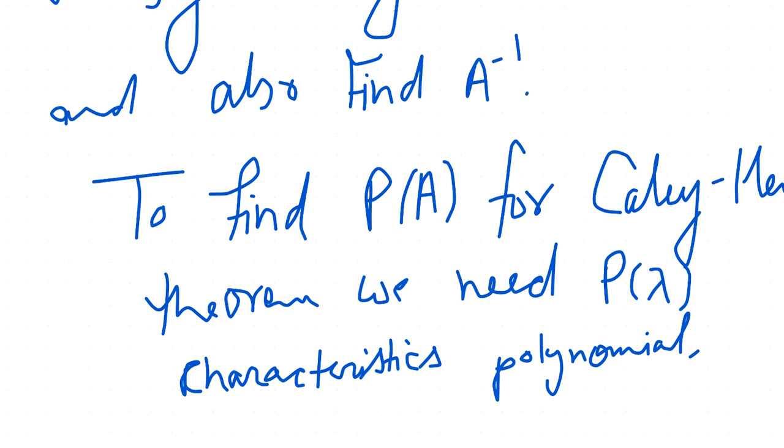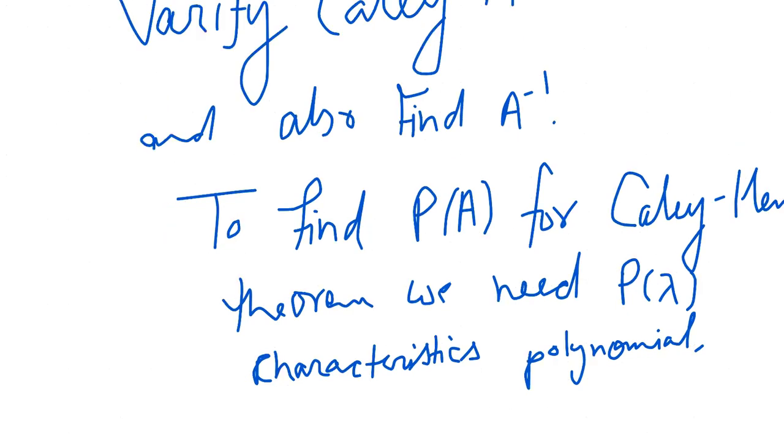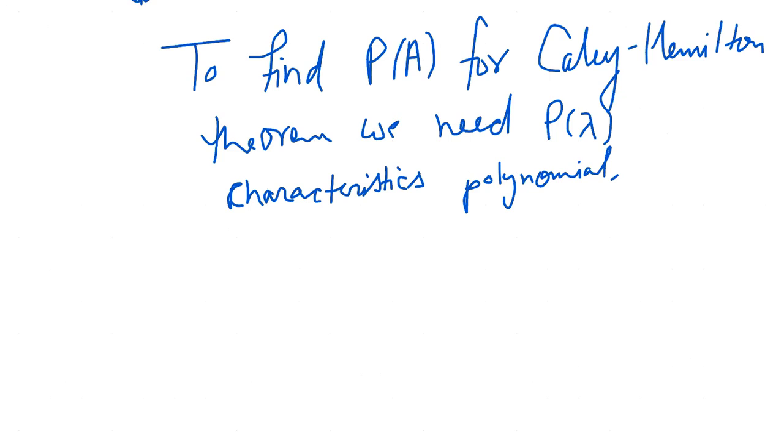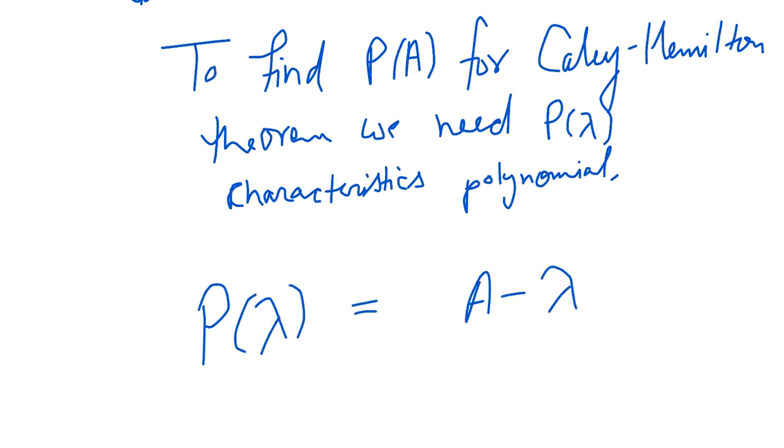So let us find the characteristic polynomial. The characteristic polynomial P(lambda) is equal to the determinant of A minus lambda into I. So let us do it. First of all, let us find this matrix, then we will find the determinant.